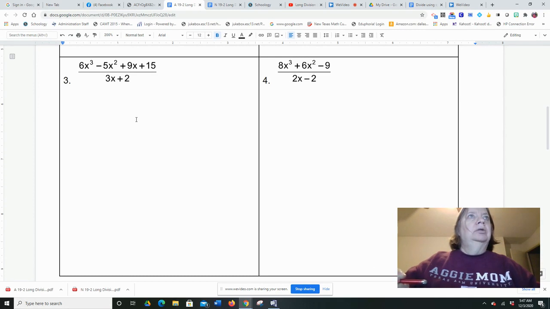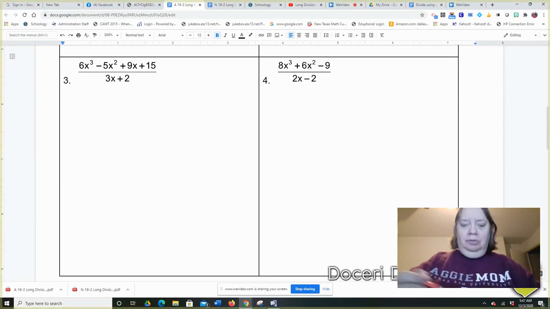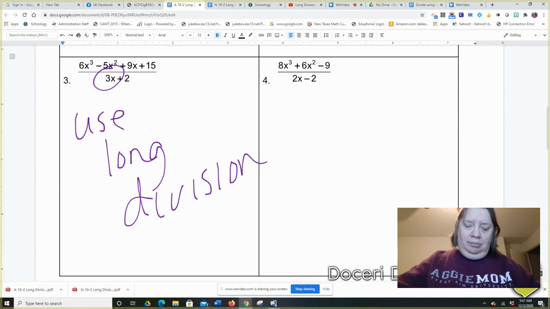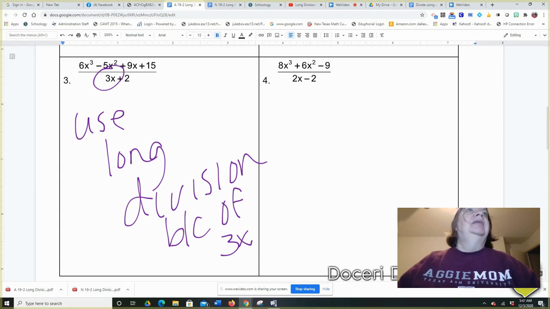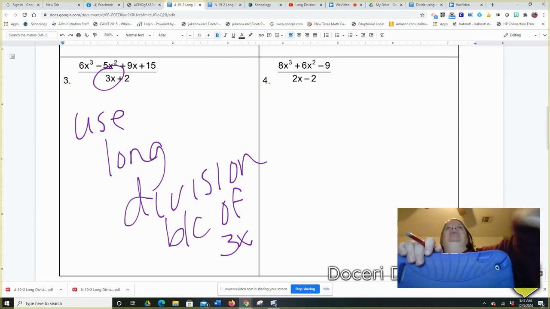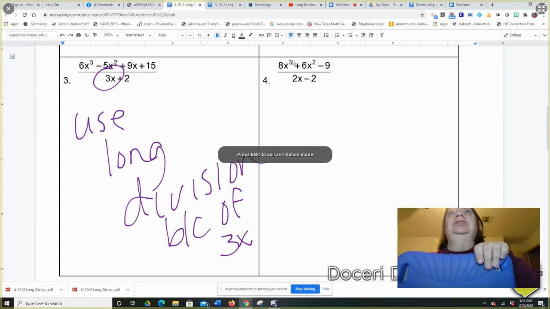You would use long division because if you're going to use synthetic division, you have to divide everything by 3, which would work with the 6, it'd work with the 9, work with the 15, but it wouldn't work well with the 5 and the 2 because then you'd have ugly fractions. So you're using a 5/3 and a 2/3. I would use long division. This 2x minus 2, use long division because there's a 2x here.